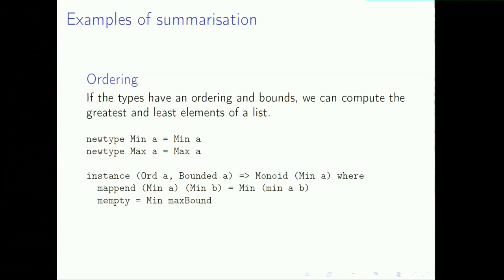Newtypes are types that are used to guide the type checking process and the type class resolution system, but they have no runtime representation, so we're not paying a cost for using newtypes. So I can introduce a newtype here for Min, which wraps up any value. Min quantifies over all types A, and its monoid instance adds the constraints that A has an ordering and it has greatest and least bounds. Then I can construct a monoid over these minimum values by using the min operation and using maxBound as a neutral element.